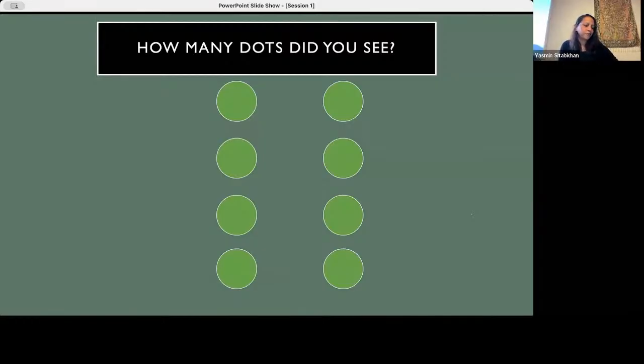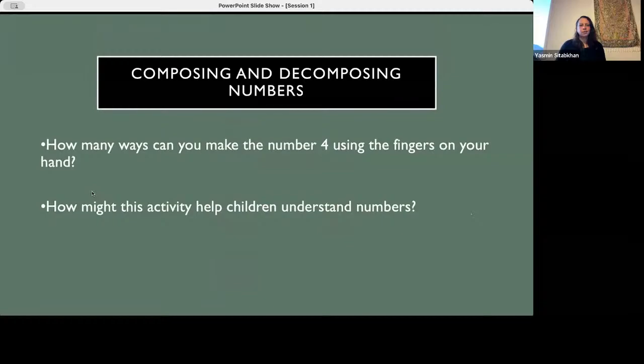I know we're going very fast, so I'm going to move on now to composing and decomposing. Okay, here we go. Composing and decomposing. This is another part of early number. So everyone, and if you can be again on camera for this, that would be ideal.